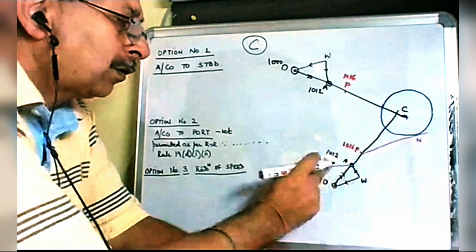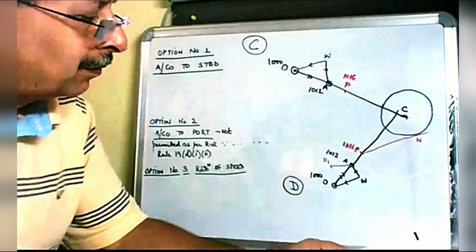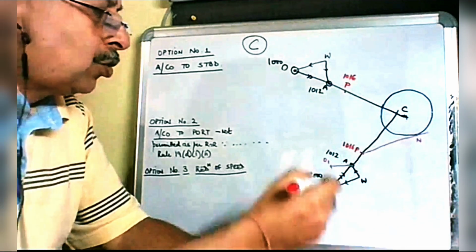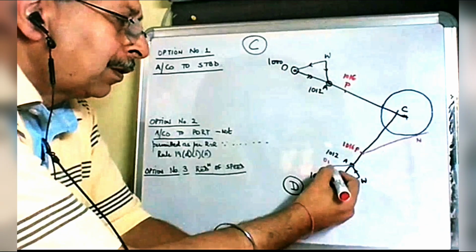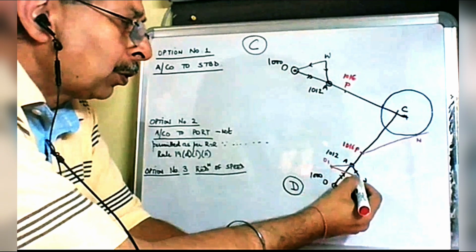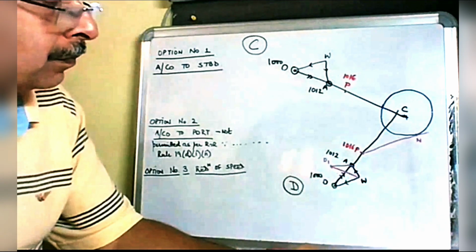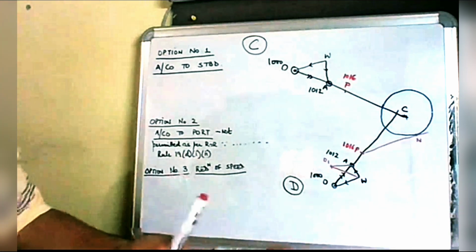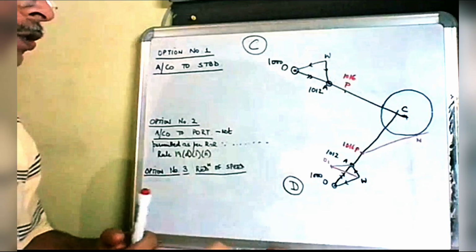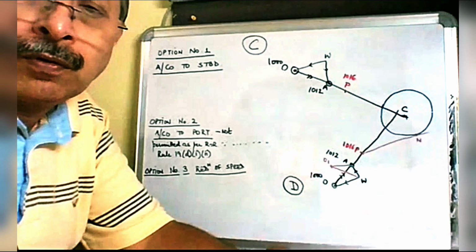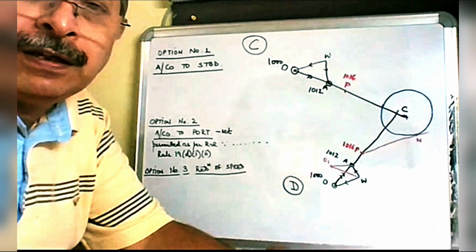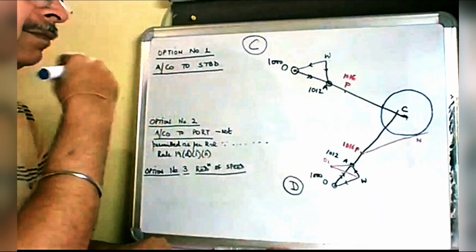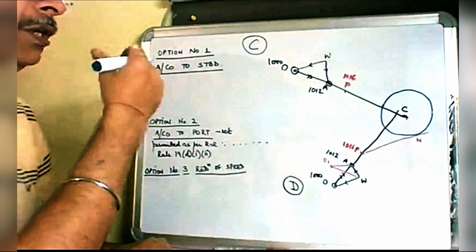Call it O1. Join WO1. Then WO1 is the new course alteration. 317 is the answer. Actually it's 321, okay, that's fine.